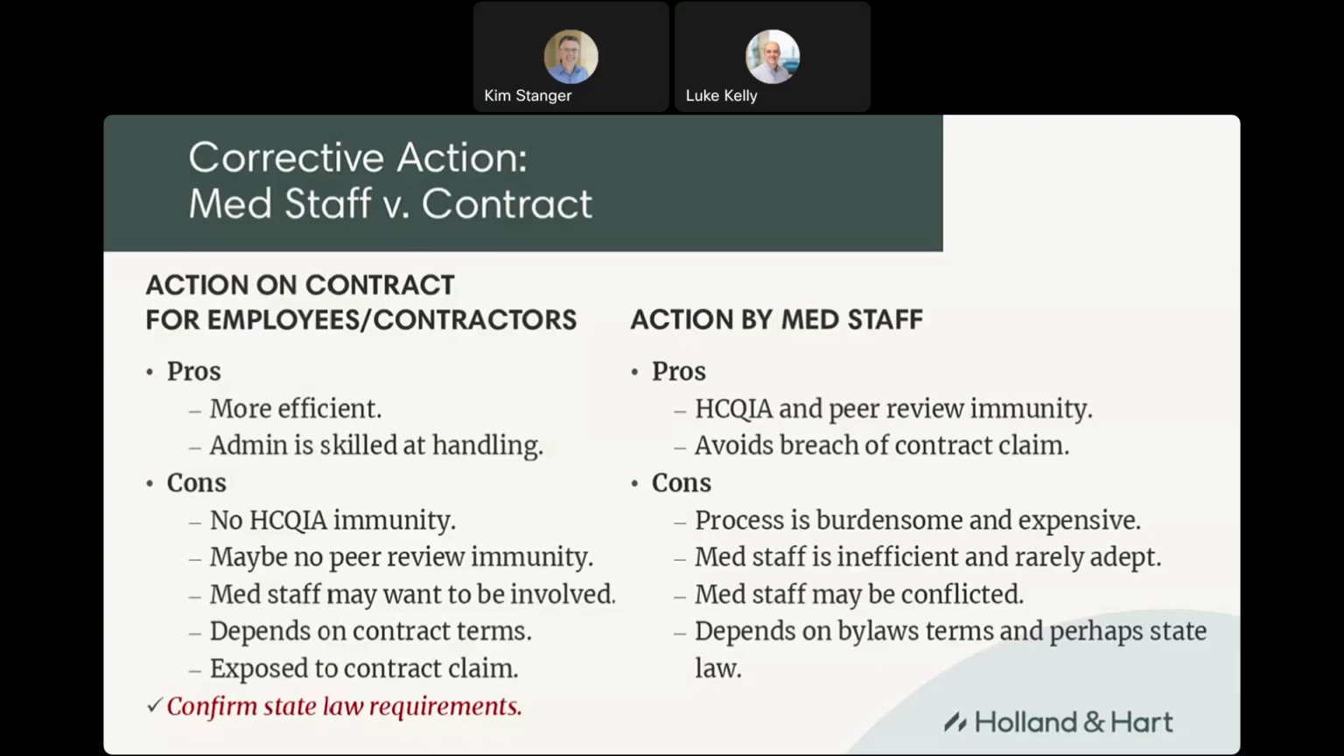The other alternative, rather than handling it as an employment matter, is to let it go through the med staff process. The benefit is you could get HCQIA immunity and may avoid a breach of contract claim under the employment contract. Again, the downside to that is that due process is expensive and time consuming. And quite frankly, a lot can go wrong there, usually because medical staff members are not used to doing that, or they may think, but for the grace of God go I, and sometimes they want to give more deference to the medical staff members. So those are some things to consider.